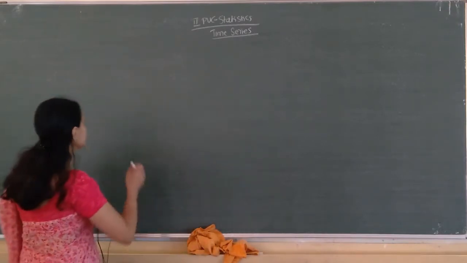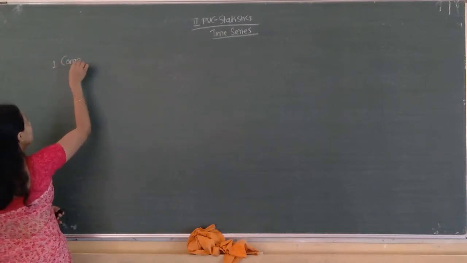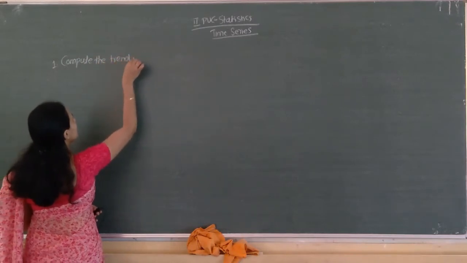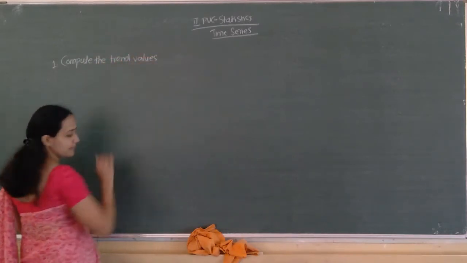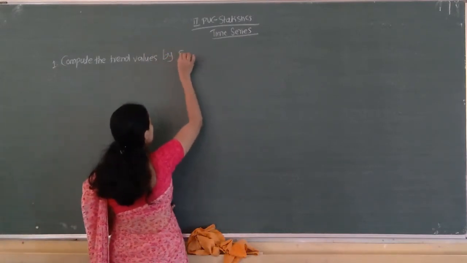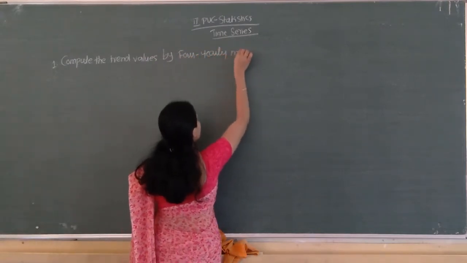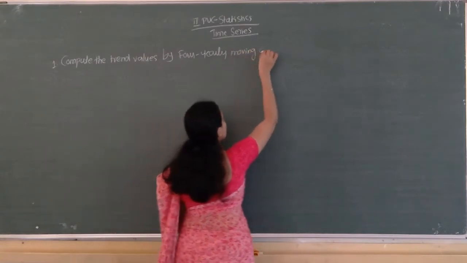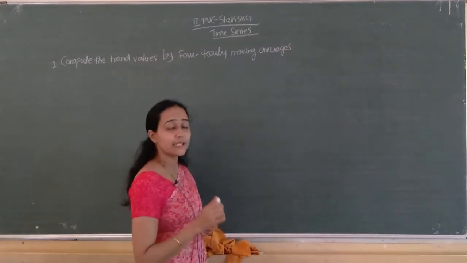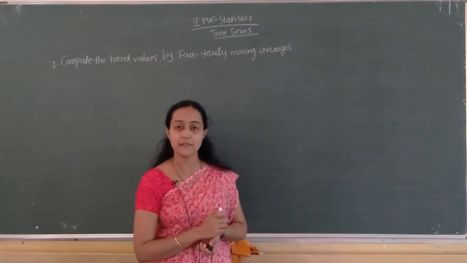Next problem: compute the trend values by finding 4 yearly moving averages. We did one graph. If we have time, we will do one more graph of this. Sometimes a graph may be asked.